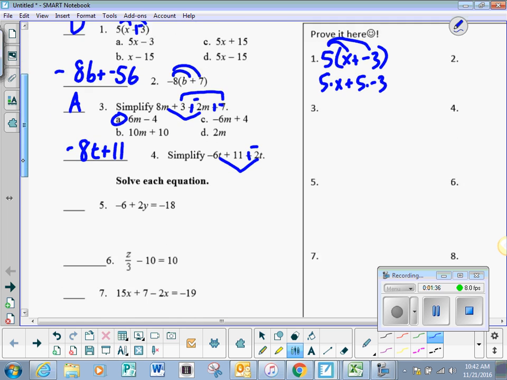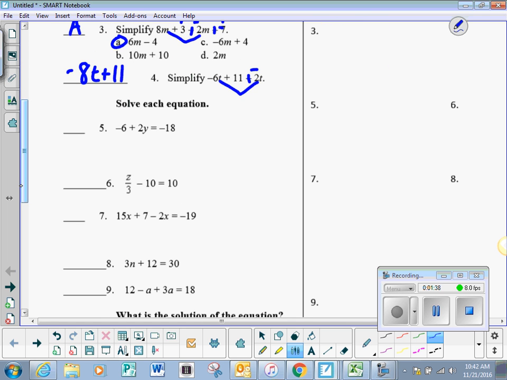Number 5. Now we have to start solving equations. I would first add 6 to both sides and get 2y equals negative 12. Please use your calculator to add negative 18 plus 6. I don't want to test whether or not you can add integers tomorrow. I want to test whether or not you can solve equations. Now divide by 2, and you get y equals negative 6.